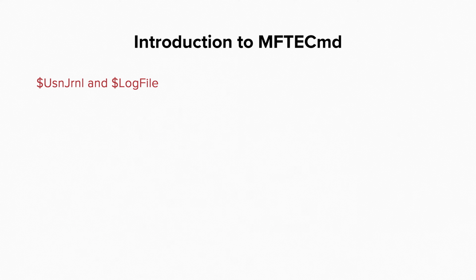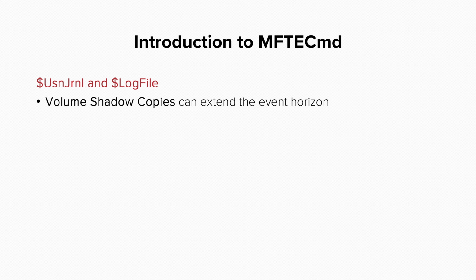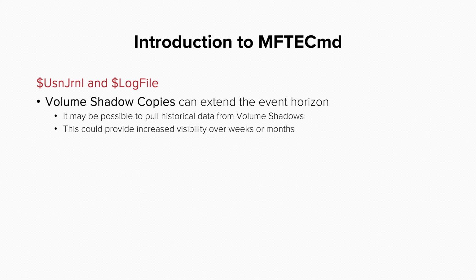So the both of them together, as you saw, don't have extremely long lifespans. But fortunate for us, we can sometimes use volume shadow copies to extend that event horizon. In other words, we can pick these journals out of volume shadows that may exist on the system and pull this historical data. This could provide increased visibility over weeks or maybe even months if you're lucky.